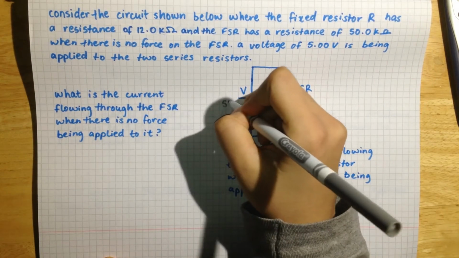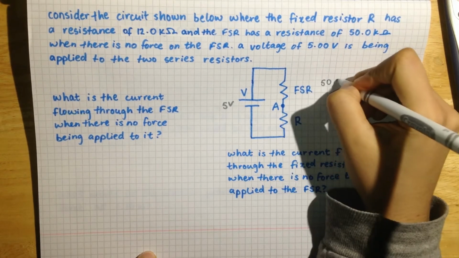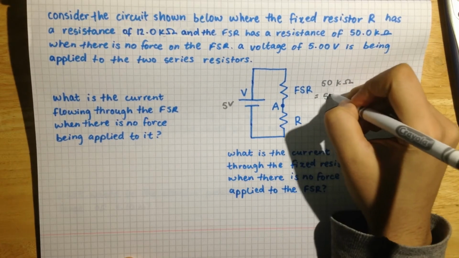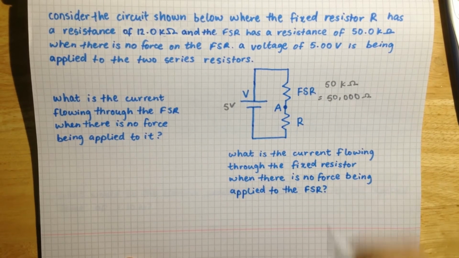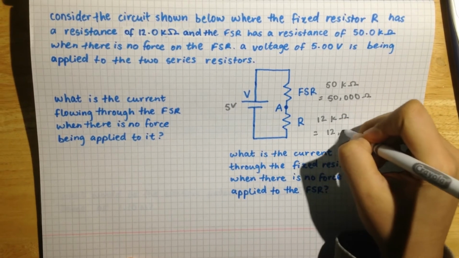So this one is going to be 5 volts. So the FSR is just this top resistor over here, and this is 50 kiloohms. And let's convert that to ohms because the ohm is the SI unit for resistance. So kilo means just multiply it by 1,000. So this is 50,000 ohms. And then this one they said is 12 kiloohms, so 12,000 ohms.